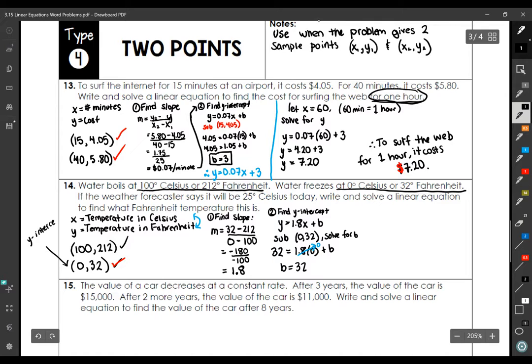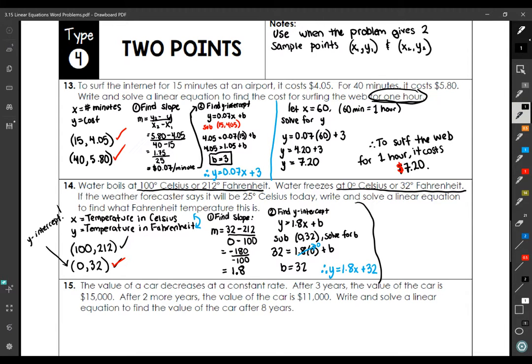The y-intercept always has 0 for x. So my equation is going to be y is equal to 1.8x plus 32. There we go, that's my equation. Let's move on to the second part.